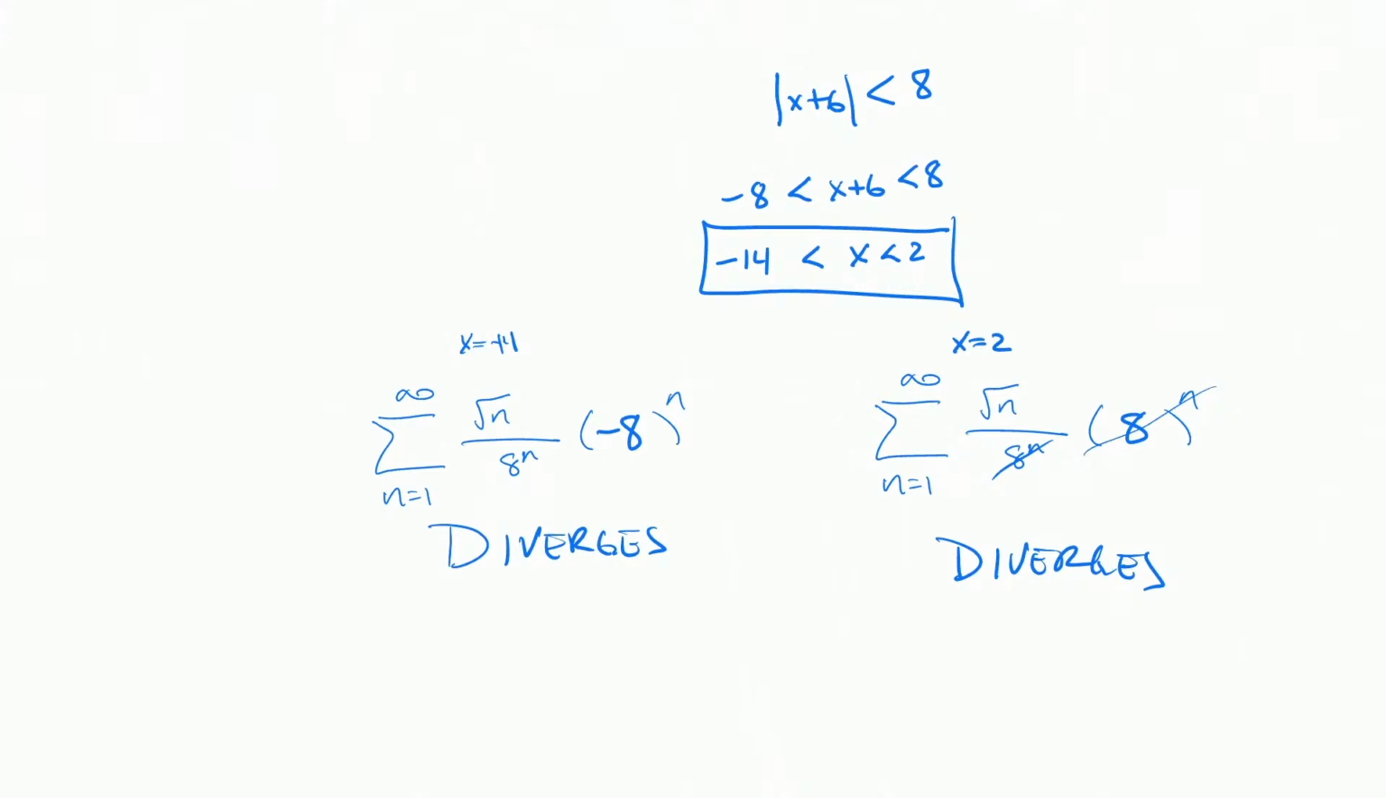You have to check the endpoints, even if it diverges. At least give lip service. Show me that you're considering the endpoints. If you don't consider them, if you don't show me that you're doing it, you will lose points.